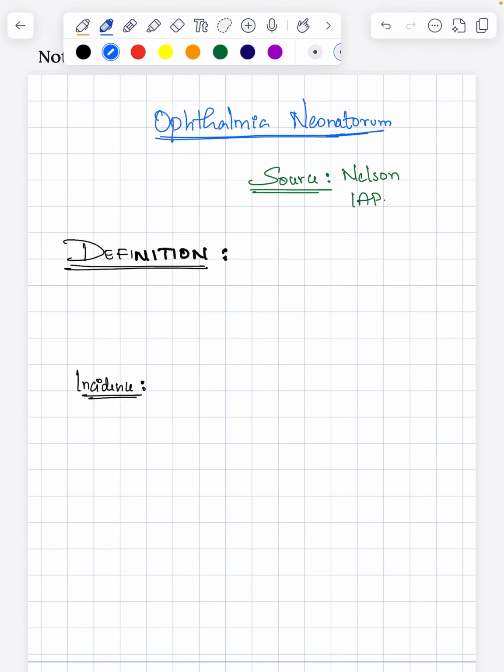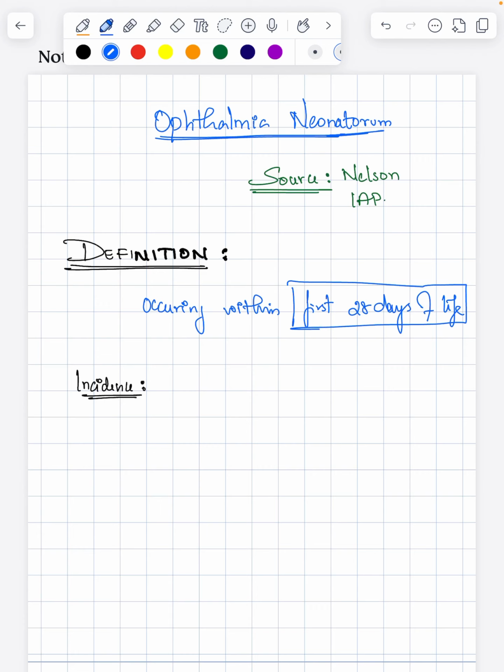Going on with the definition. What is the definition of ophthalmia neonatorum? A child getting any conjunctivitis or ophthalmitis which is occurring within the first 28 days of life is called ophthalmia neonatorum.